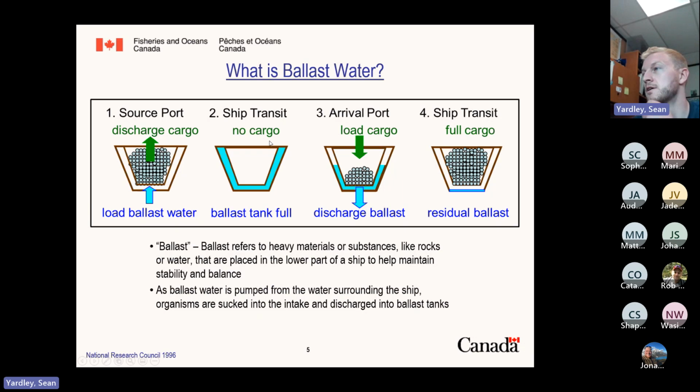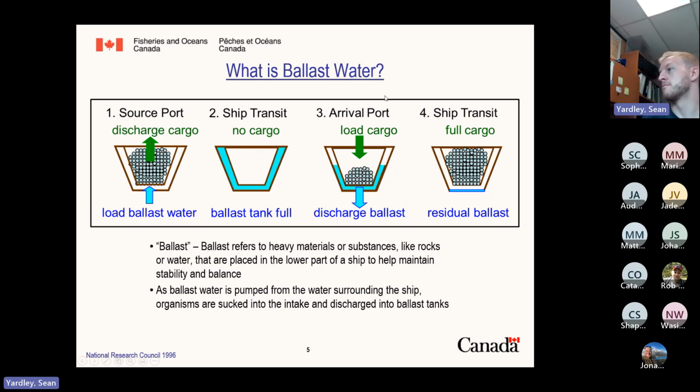Then you can see here on the second part, the ship will be in transit with no cargo and potentially full ballast tanks. All the organisms will just be in here hanging out and doing their thing. And then eventually when they get to the port that they intended to get to, they'll start loading cargo. As the cargo gets loaded, the ship starts to sink lower in the water. And then to balance that and give it a bit more buoyancy, they'll discharge the ballast, which has all the organisms from the initial port, and dump them into a new port.